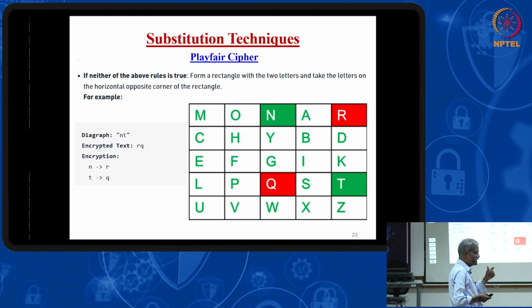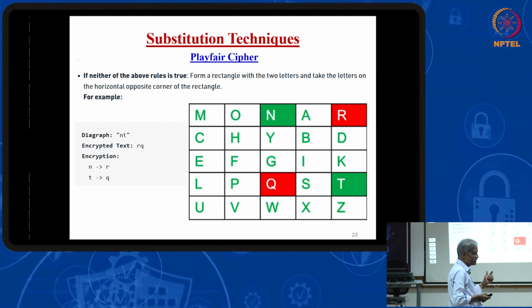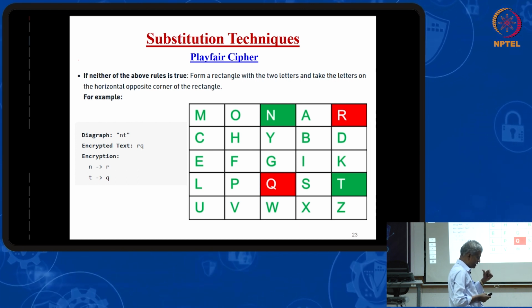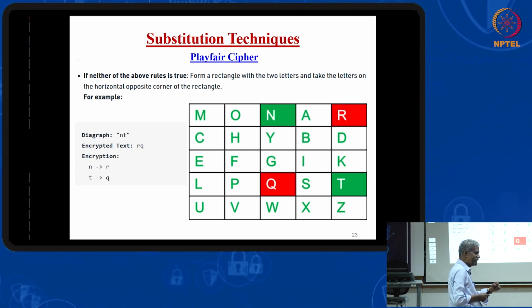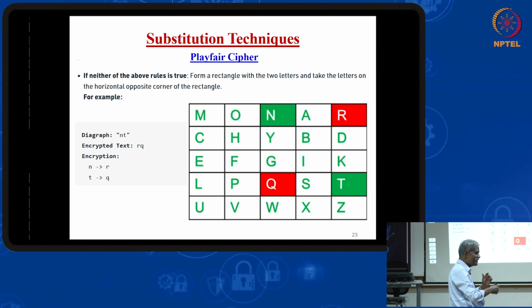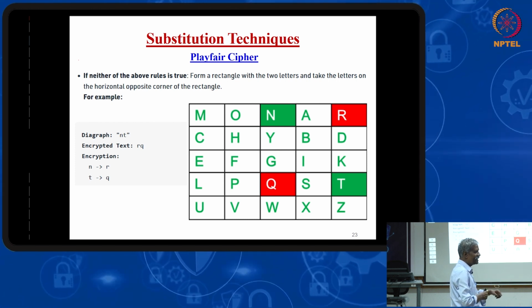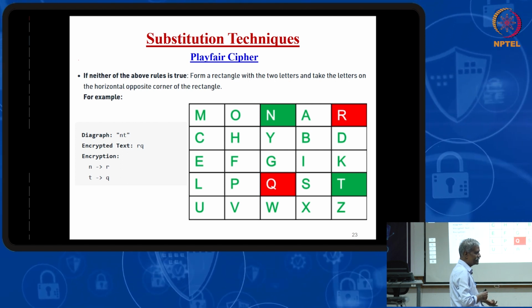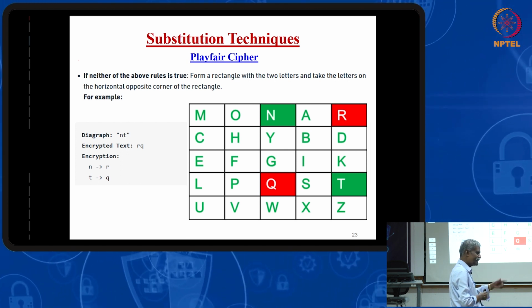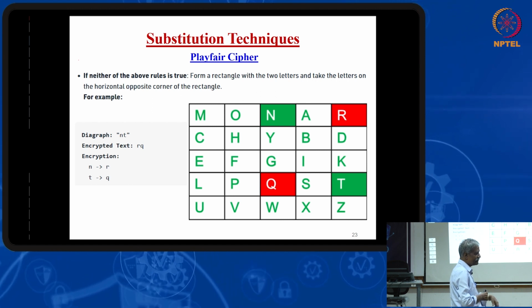How I and J are handled: they allow either I or J, and by analyzing many words they find which is more suitable in English. After that, once again you have to do English language analysis.